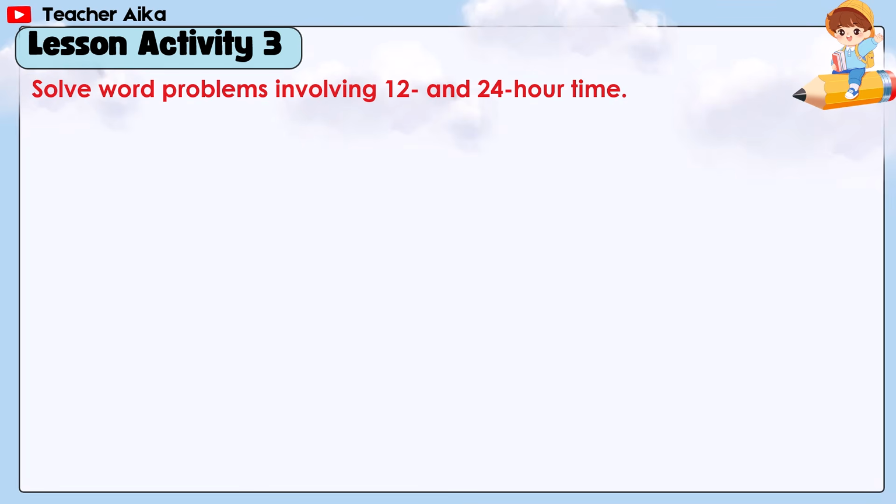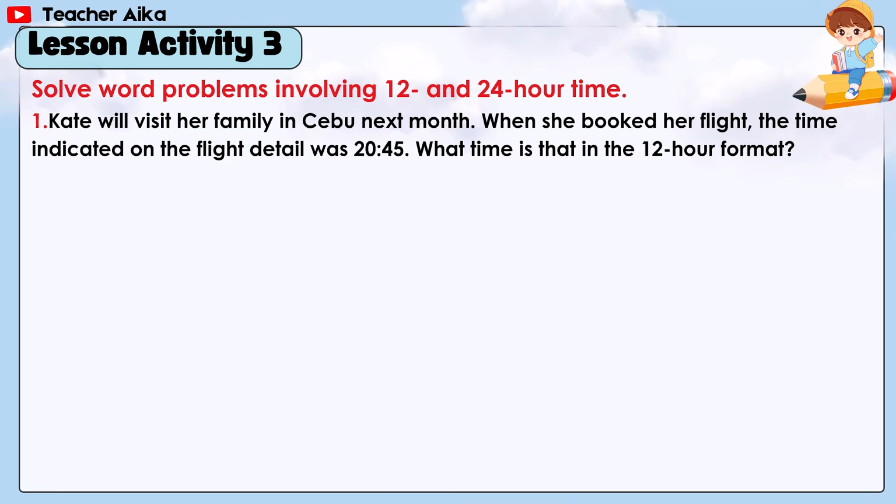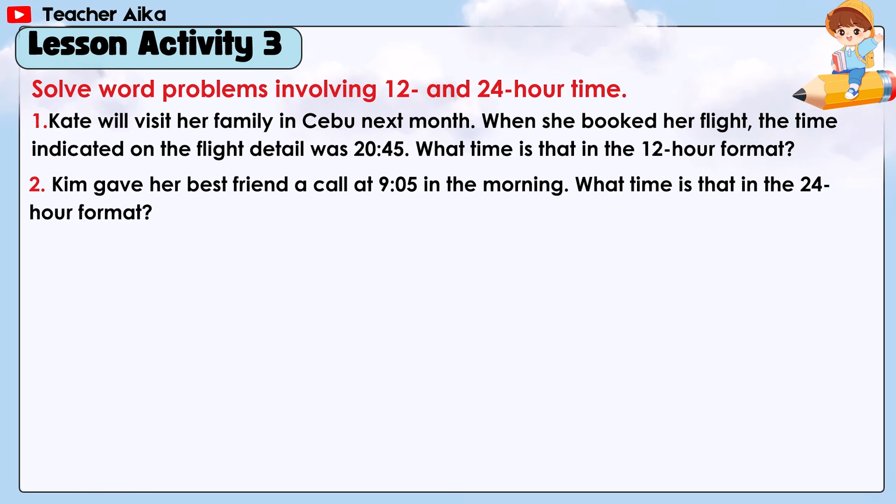Lesson activity number 3. Solve word problems involving 12 and 24-hour time. Number 1. Kate will visit her family in Cebu next month. When she booked her flight, the time indicated on the flight detail was 20:45. What time is that in the 12-hour format? Number 2. Kim gave her best friend a call at 9:05 in the morning. What time is that in the 24-hour format?